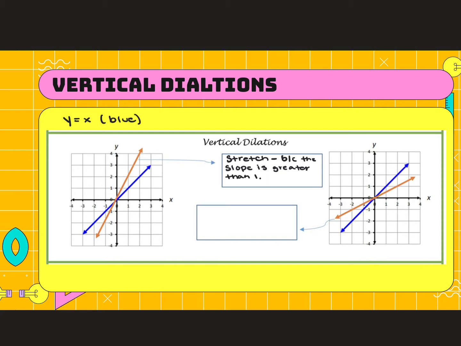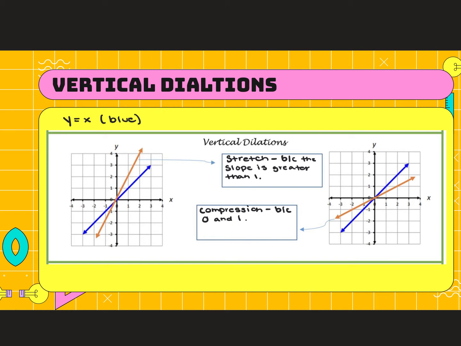All right. For the second graph, again, our blue line is our parent function. Here we'd have an example of a compression. And this is because the slope is between 0 and 1. So it's less steep.